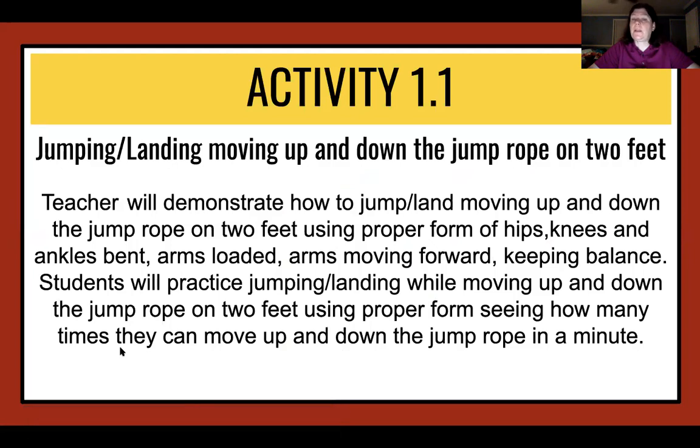Jumping and moving up and down the rope on 2 feet. The teacher will demonstrate how to jump and move up and down the rope using 2 feet, using proper form of hips, knees, ankles bent, arms loaded, arms moving forward, keeping balance. Students will practice jumping and landing while moving up and down the rope on 2 feet, using proper form, seeing how many times they can move up and down the rope.